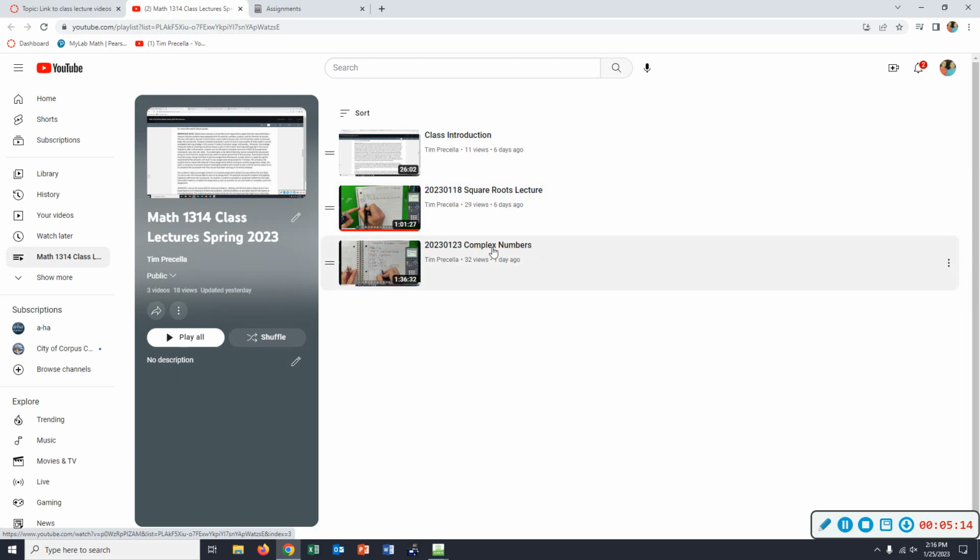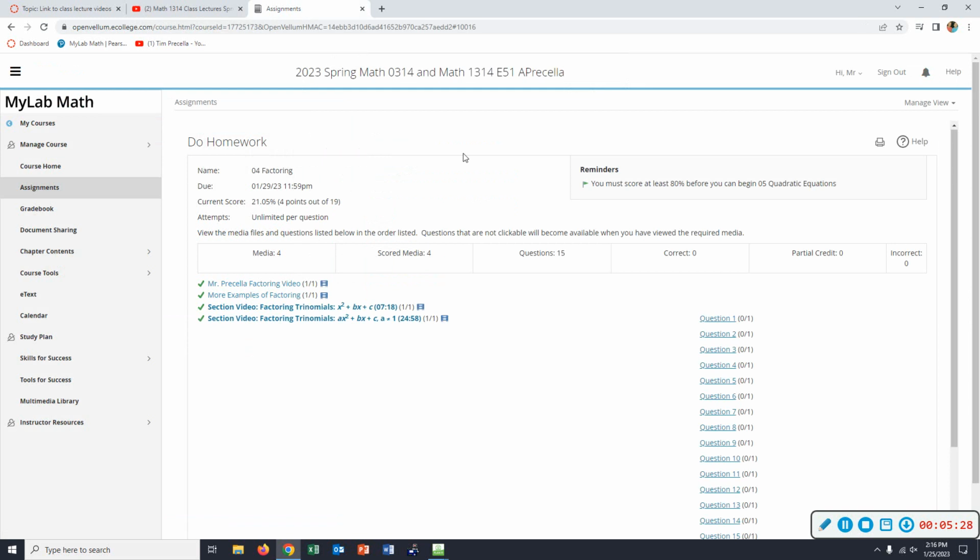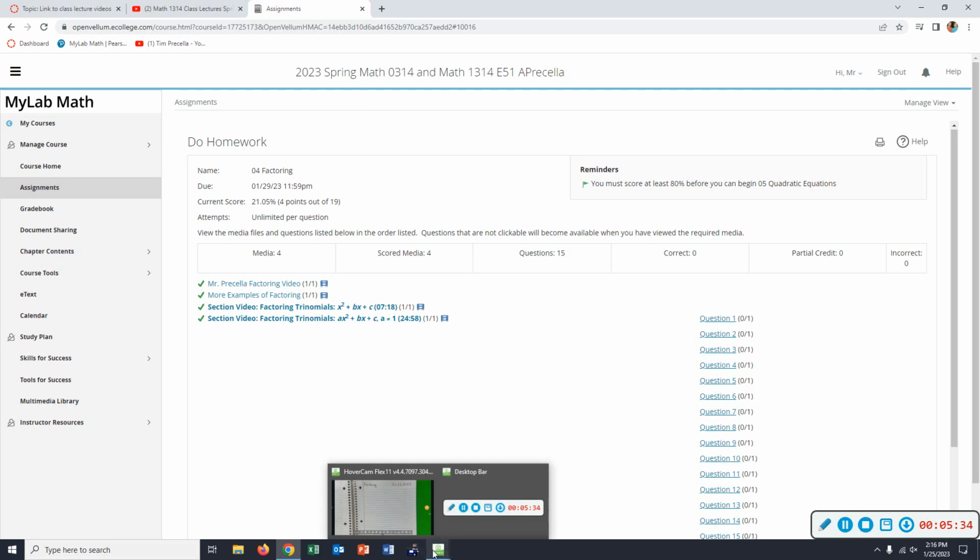Complex numbers was last Wednesday. No, it was Monday. Yeah, and this was last Wednesday, a week ago today, along with the class introduction, looking at the syllabus and so forth. So all of that's there. And I'm going to go ahead and get started discussing this factoring, unless anyone has a question.